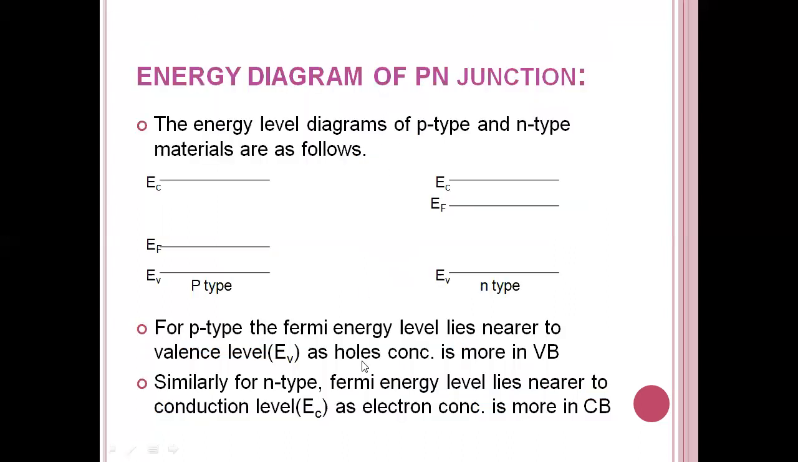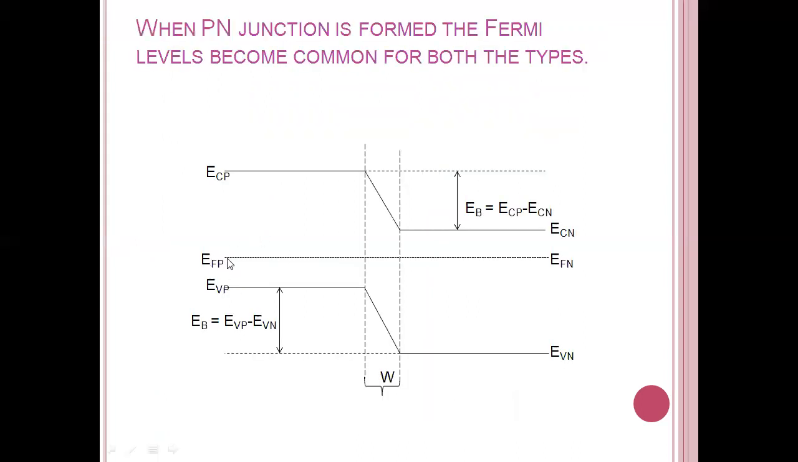Coming to the energy level diagram of the P-N junction, on the P side, the holes are the majority carriers which are present in the valence band. Hence, the Fermi level will be very near to the valence band in P-type material. Whereas in N-type, the majority carriers are electrons which are present in the conduction band. Hence, the Fermi level will be towards the conduction band. Now, when you join this P-type material to an N-type material, the Fermi level will be common for both of them.